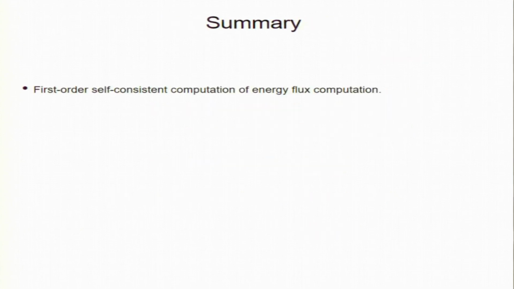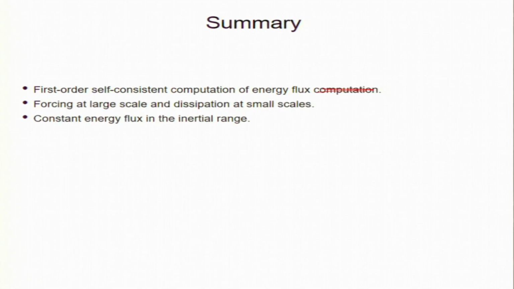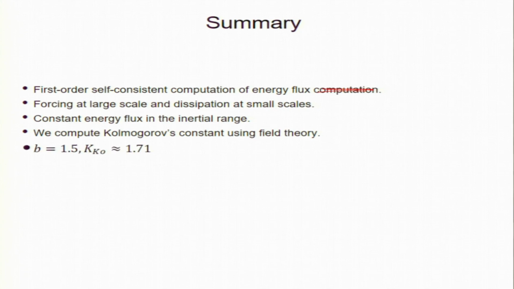Now let us summarize. First order self-consistent computation of energy flux, which has come twice. We did that and we get non-zero values. When I force at large scale and dissipate at small scale, with constant energy flux, you can compute the Kolmogorov constant by this procedure which I outlined, and the number is around 1.7 by theory. For the equilibrium solution, the energy flux is 0. This is basically coming from the flux calculation, which is not RG.